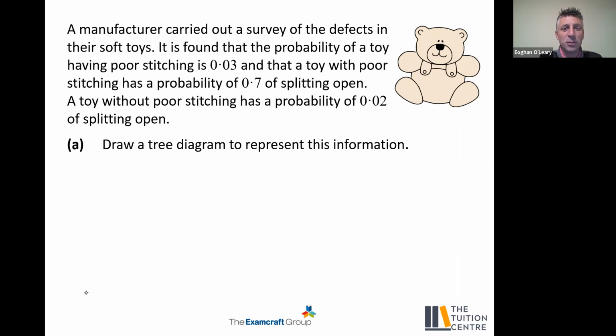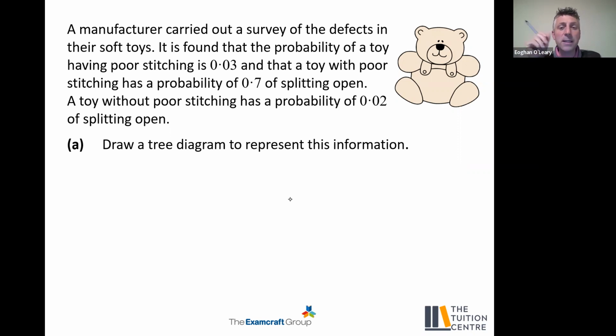The first thing to do is to read the question and take out the key bits of information. A manufacturer carried out a survey of the defects of their soft toys. It is found that the probability of the toy having poor stitching is 0.03, and that a toy with poor stitching has a probability of 0.7 of splitting open. A toy without poor stitching has a probability of 0.02 of splitting open. So that was one with good stitching.